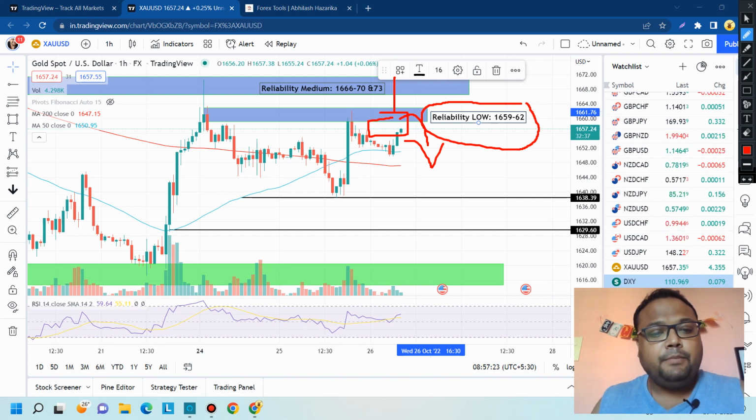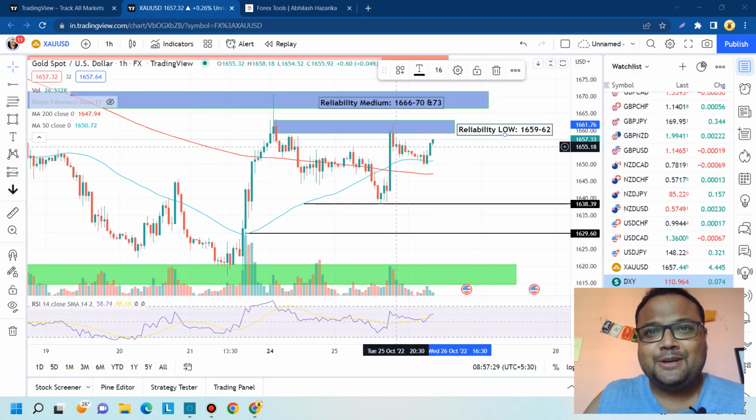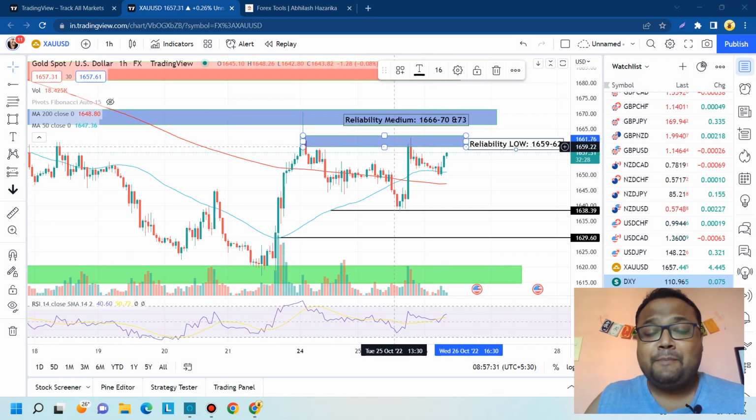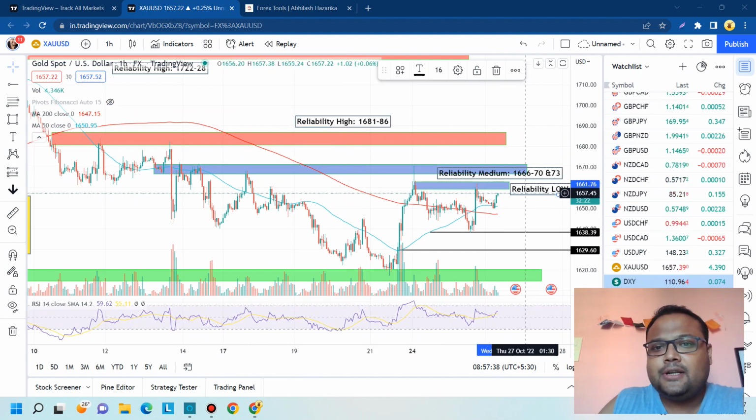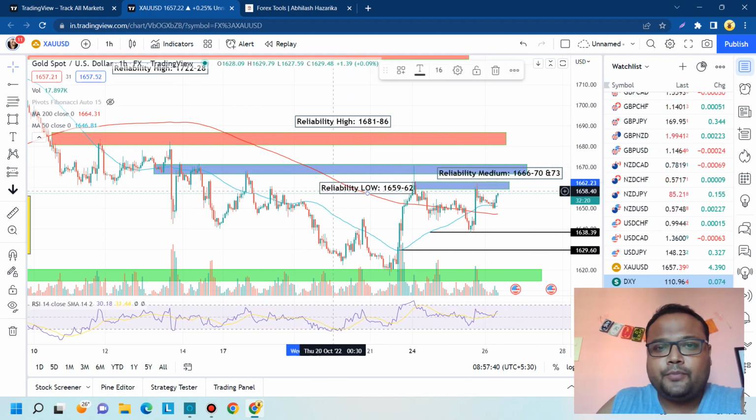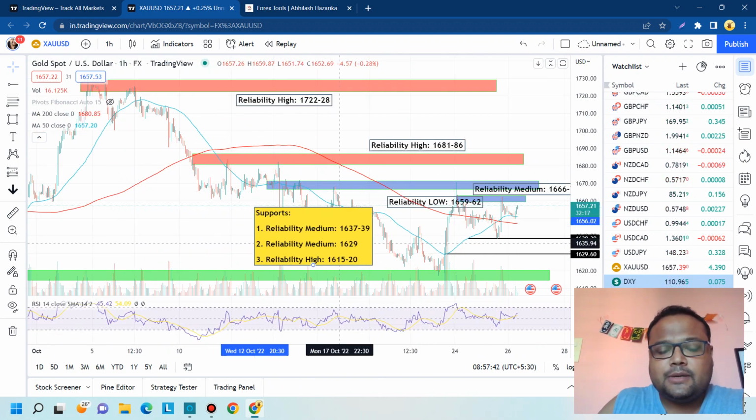So please be careful, do not take a sell position blindly, because it's your responsibility to protect your hard-earned money. Our capital is limited, do not forget that. So these are the resistances on the chart of gold right now. Now let's talk about the supports.